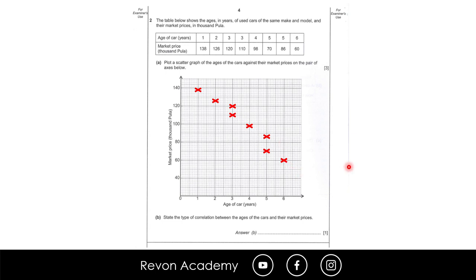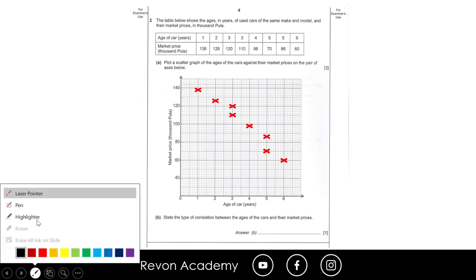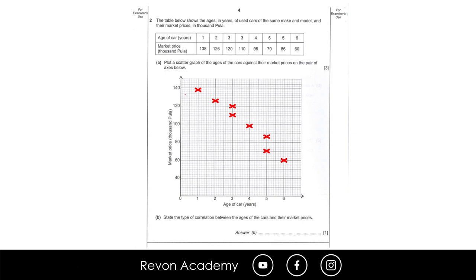And then question B says, state the type of correlation between the ages of the cars and their market prices. You can see that it shows a downtrend. Basically, the prices were up, and as the years go up, the price reduces. So you know what that answer is, right? What kind of correlation is that? It's a negative correlation, right? Yeah, so let's go to the next question.